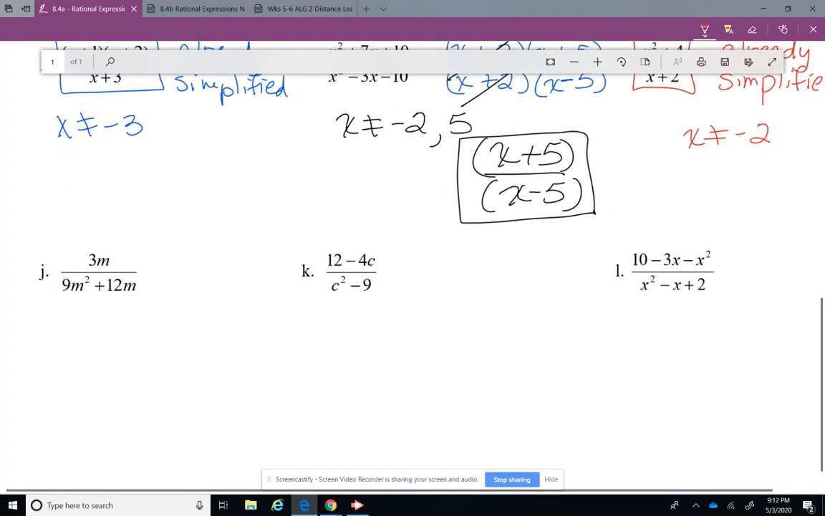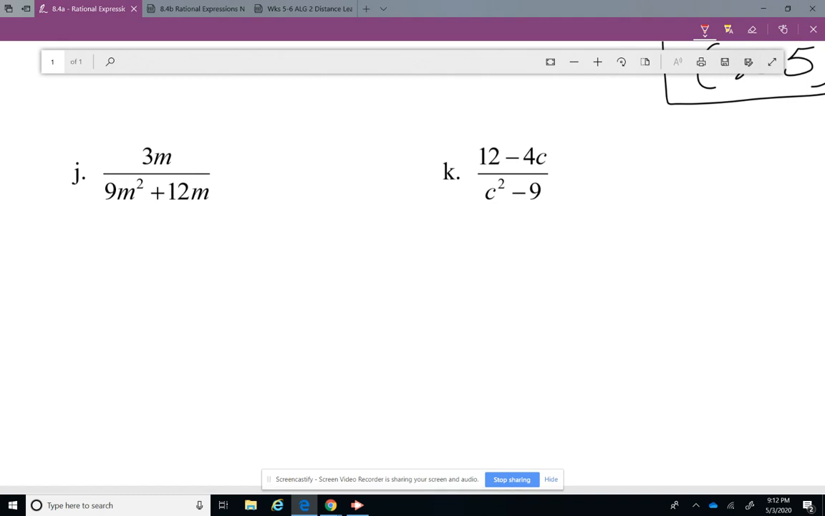All right, our last row. We're going to go ahead and factor the bottom, because the numerator is going to stay as is. What's the GCF for both of these? 3m is correct. So 3 times what is 9? 3. And m times what is m squared? m. And then 3 times what is 4? I'm sorry, 3 times what is 12? It's 4. I don't like how my line looks, so I'm going to fix it real quick.